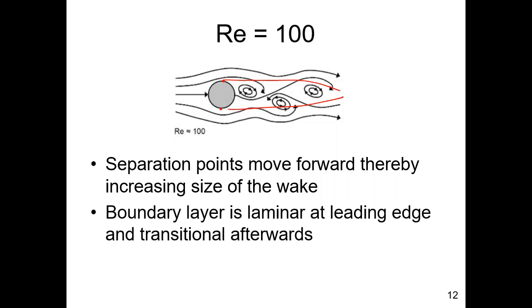As before, the boundary layer at the very leading edge of the sphere is laminar. And as it moves along the sphere, it becomes transitional. But before it can actually go into turbulence, it strips off again at the point of separation.